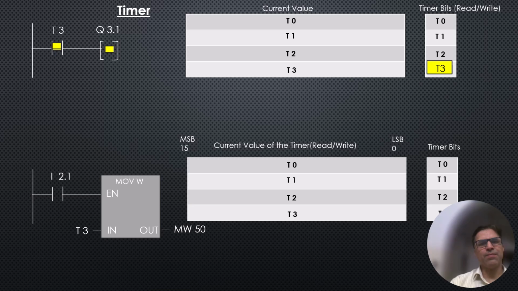In the following example, every time input I2.1 is switched on, it increments the current value of timer T3. Once the current value exceeds the preset value, the T3 bit is set and the output condition becomes true. The current timer value is stored in the memory word MW50, which can be monitored in real time.